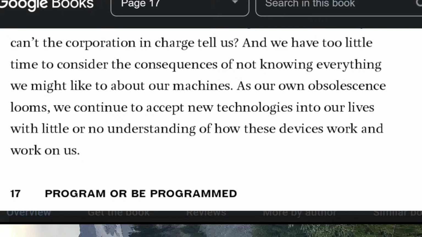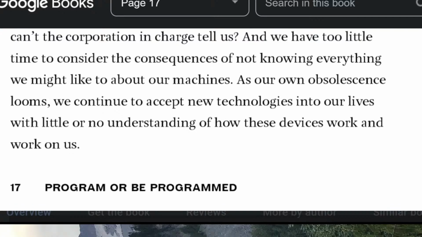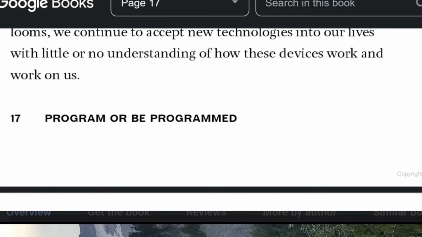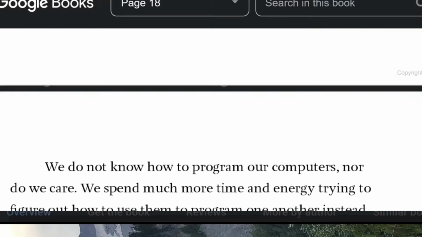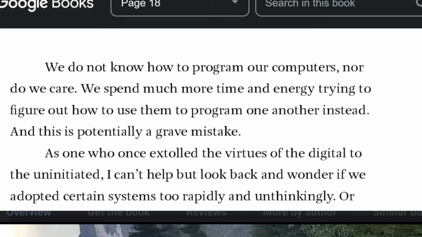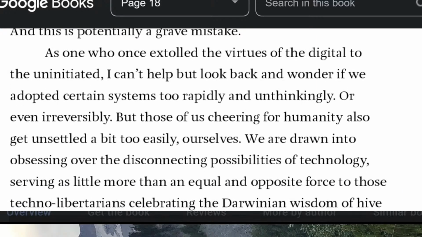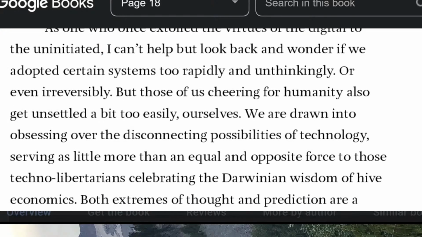And as our own obsolescence looms, we continue to accept new technologies into our lives with little to no understanding of how these devices work and work on us. We do not know how to program our computers, nor do we care. We spend much more time and energy trying to figure out how to use them to program one another instead, and this is potentially a grave mistake. As one who once extolled the virtues of the digital to the uninitiated, I can't help but look back and wonder if we adopted certain systems too rapidly and unthinkingly, or even irreversibly.